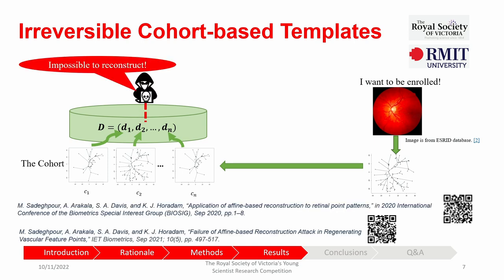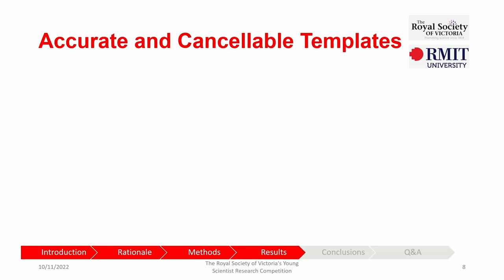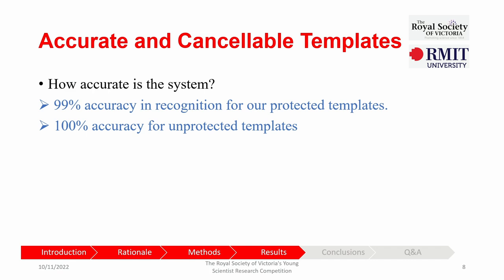I have shown that it is mathematically hard and computationally impossible to reverse engineer these distances to the biometric sample. We have published results that showed that the state-of-the-art methods that can reconstruct face images from these distances cannot work on retinal images. Hence, what we store inside the database is irreversible. I also evaluated the accuracy of the system that uses these protected templates. The accuracy was approximately 99%, which is very encouraging for a system that protects the privacy of users.